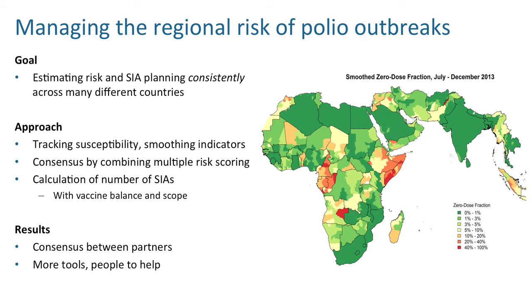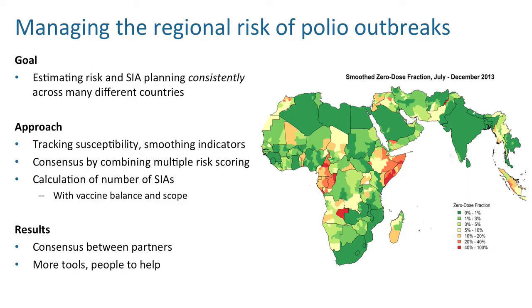This is a map of the estimated fraction of children 0 to 5 that have received 0 doses of polio vaccine. In a sense, it's a measure of susceptibility. The more red this map is, the more susceptible that region of the world is to outbreaks. You'll notice, for example, the Horn of Africa is very susceptible, and over time, especially in the southern part of Somalia, there's been a lot of unrest and inaccessibility. It's been difficult to conduct vaccination there.